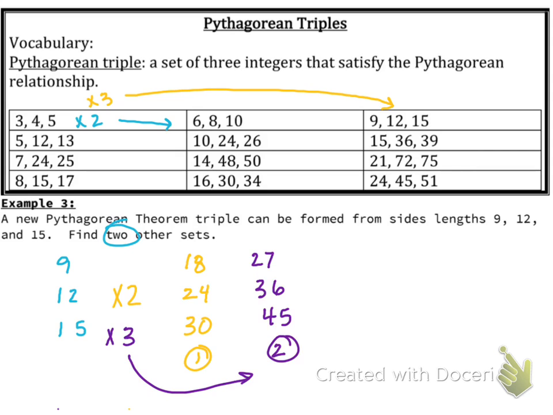There's my second set. So you can take your given set and multiply by any number. As long as you multiply every number by that number, you'll have a new set that will satisfy this equation.